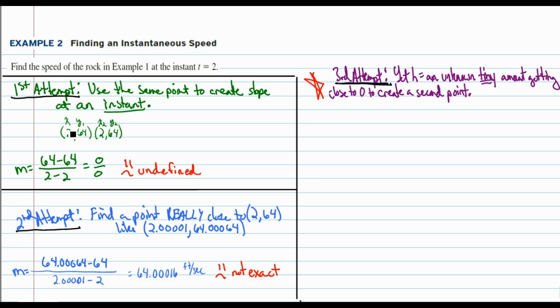So I would use my first point (2, 64) and my second point (2, 64), and if I find the slope, I get 0 over 0, which is undefined, so that doesn't really help me find an instantaneous rate of change. It helps me with an average rate of change, but not instantaneous. Well, my second attempt is I'm going to make a second point really close to (2, 64).